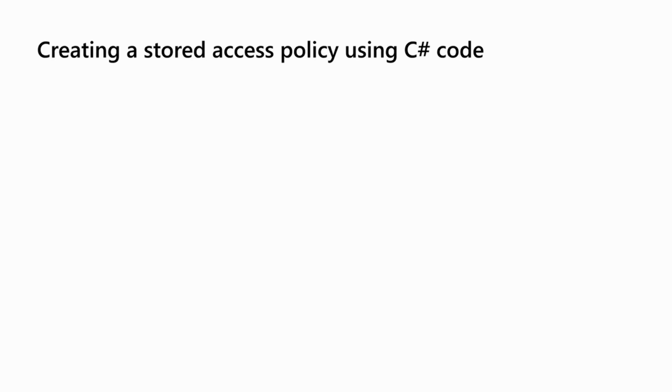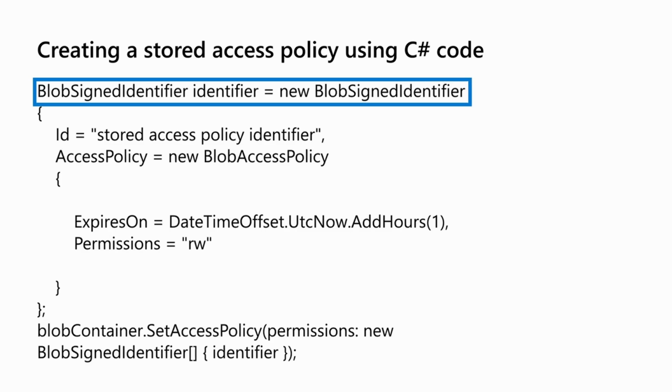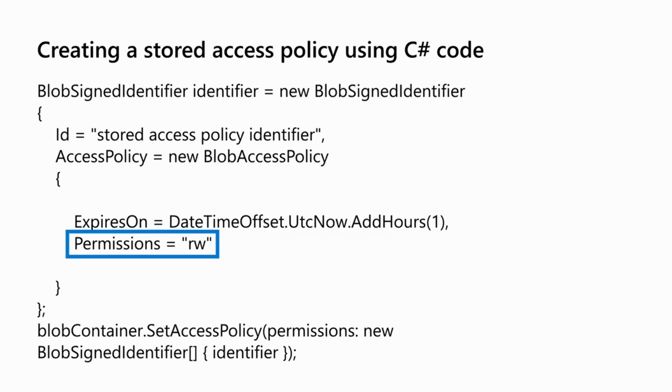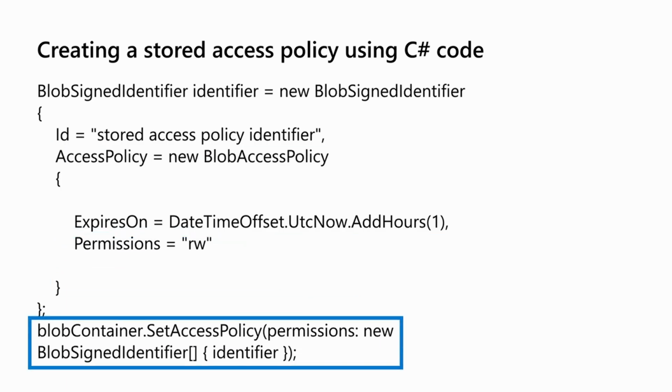Let's first understand creating a stored access policy using C# code and applying it to a container called blob container. You can create a stored access policy by defining a blob signed identifier object with an identifier, an expiration time, and permissions. The policy is then applied to the blob container using the set access policy method.